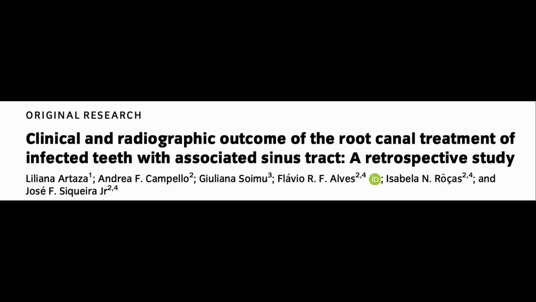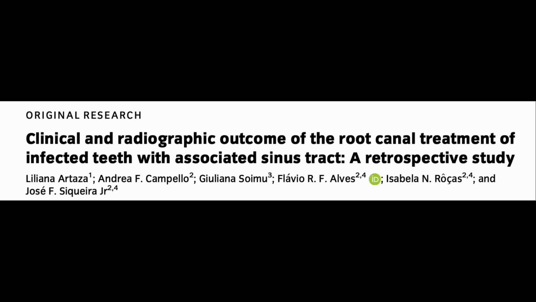The purpose of this retrospective study was to report on the clinical and radiographic outcome of the root canal treatment or retreatment of teeth with chronic apical abscess with an intraoral sinus tract. For the material and methodology, cases included in this study were selected from 144 patients who were referred to a specialist in endodontics in a private practice for endodontic evaluation because of the presence of an intraoral sinus tract.